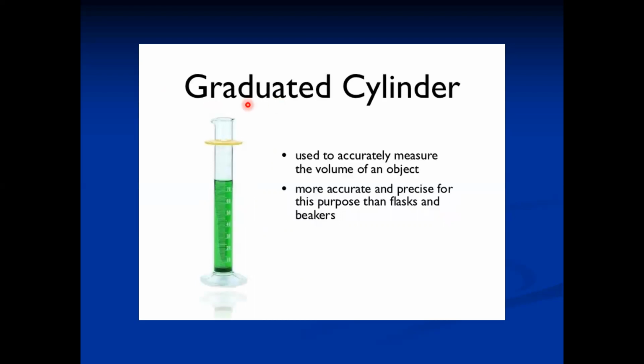Then graduated cylinder, it is used to measure the accurate amount of any liquid. It is having the marking, so you can measure the exact amount of the liquid. You can add liquid from the graduated cylinder to the beaker or from the beaker to the graduated cylinder.